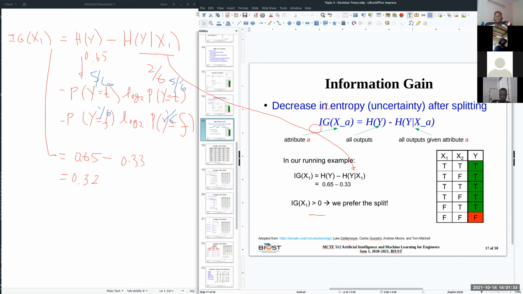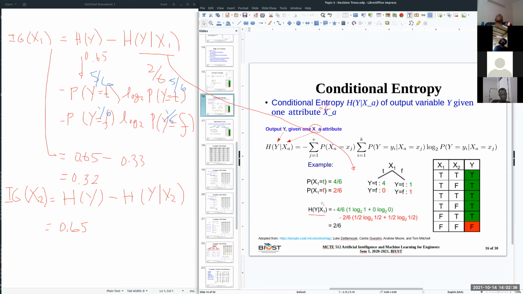Okay, let's calculate the information gain for x2. How do we do this? The same thing: the absolute entropy of the y output will be the same value, 0.65, minus H of the output y given the x2 attribute. We have computed this before, so let's go back and copy what x1 has.